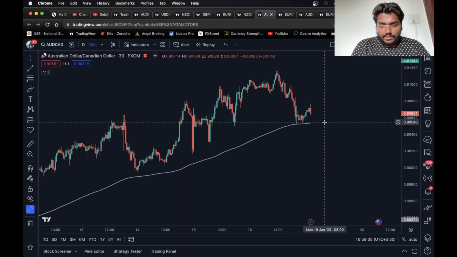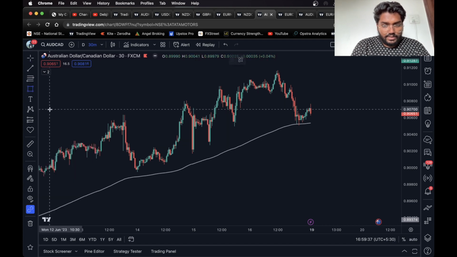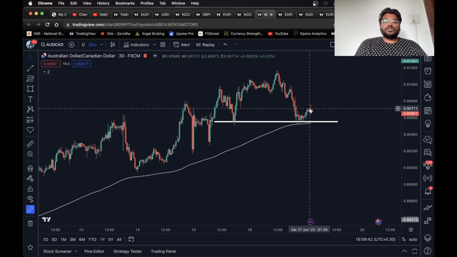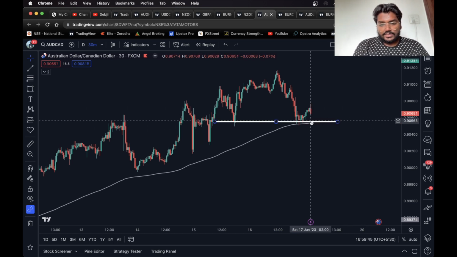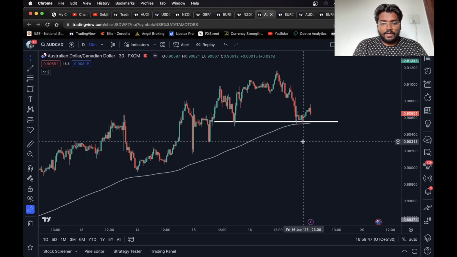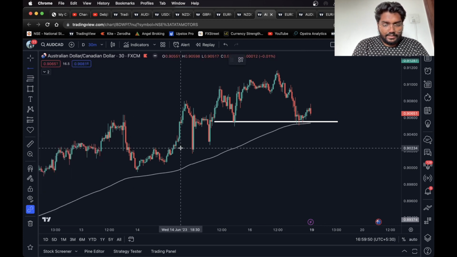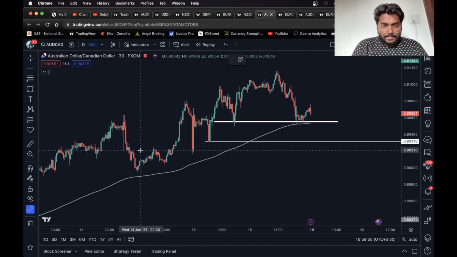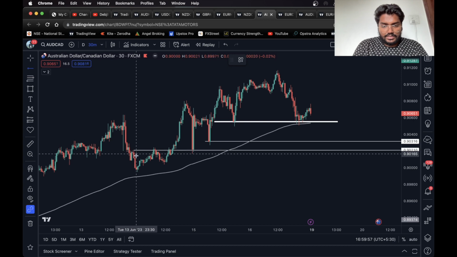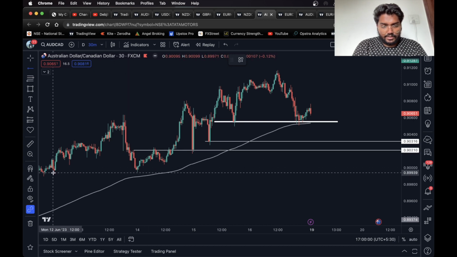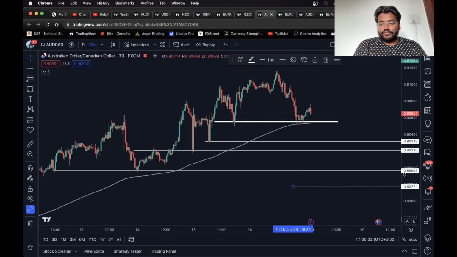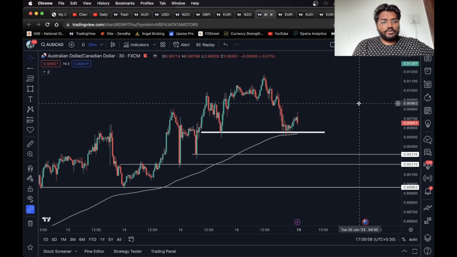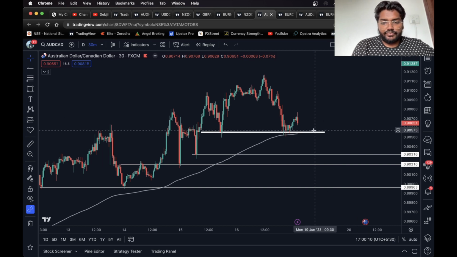Okay, again we can see a level over here, right? So if the stock breaks this horizontal level and sustains below 200 EMA, a short entry can be taken. This can be considered as the first target. This level can be considered as the second target, and you can just consider this as your final target. Okay, so this is it for Australian dollars and CAD 30 minutes time frame.